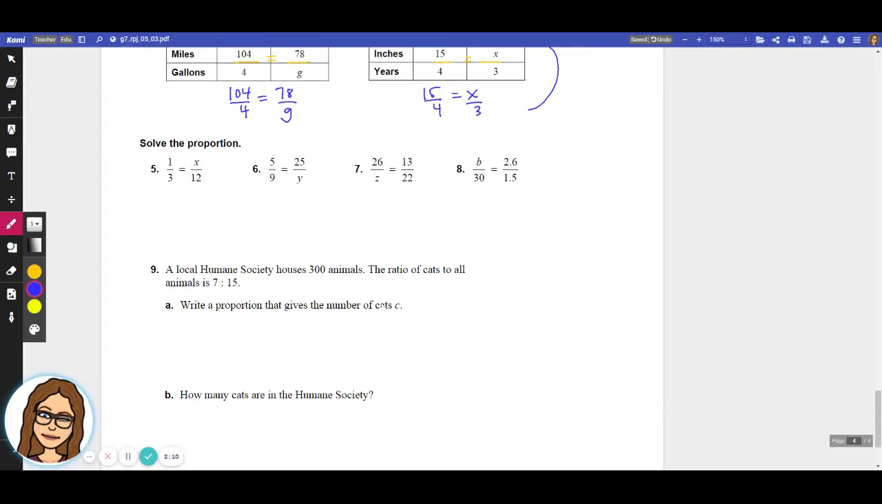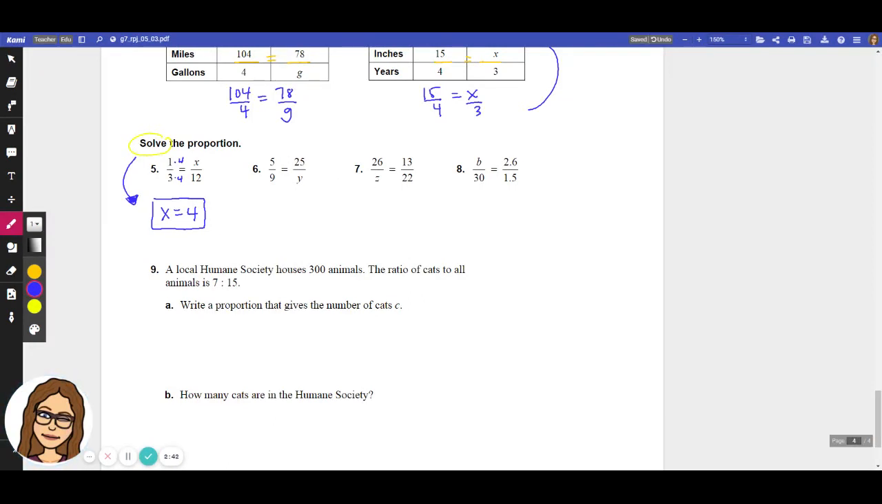Okay, looking at questions 5, 6, 7, and 8, we're kind of starting the little introduction to solving. So they're pretty simple ones, and they're ones that you probably have seen in 6th grade. It's all about just the idea of equivalent fractions. What does x have to be to make these equivalent fractions? So we know that 3 times 4 is 12, so 1 times 4, so x would have to be 4. Since you are solving something, remember you need to have the variable and what it's equal to. So you'd have to have x equals 4.